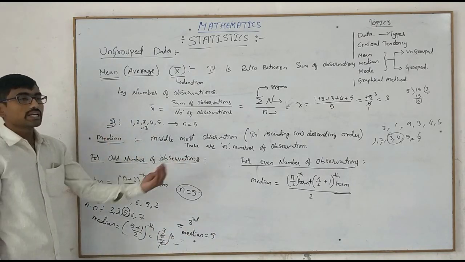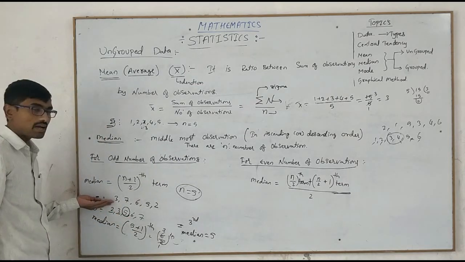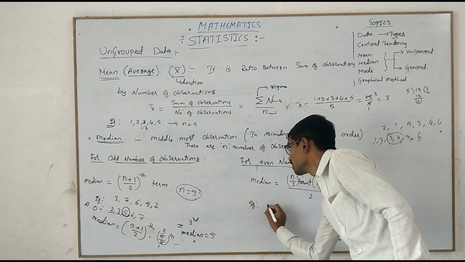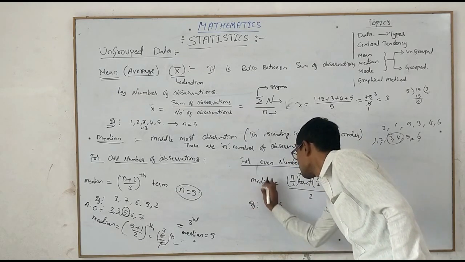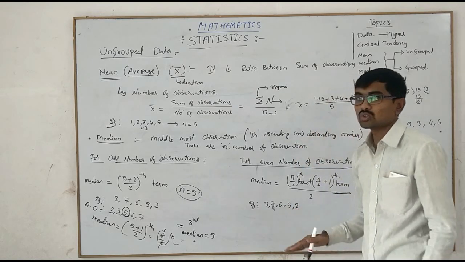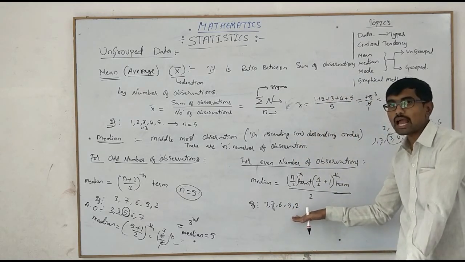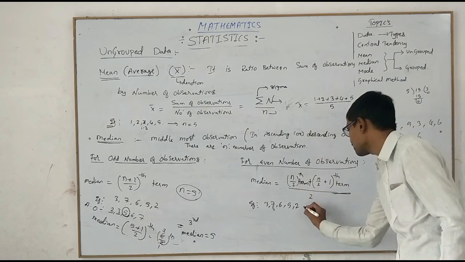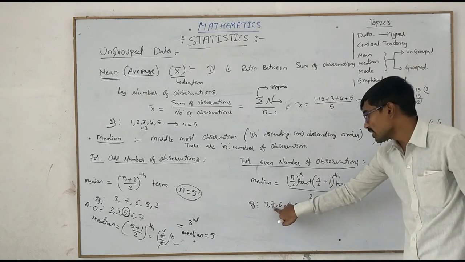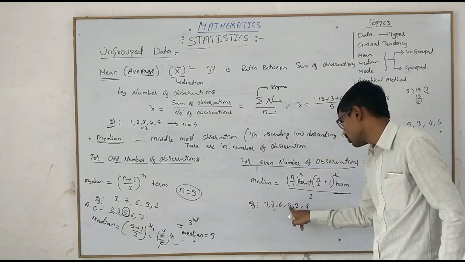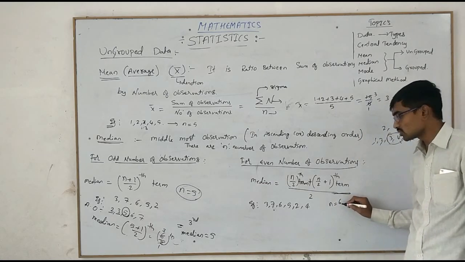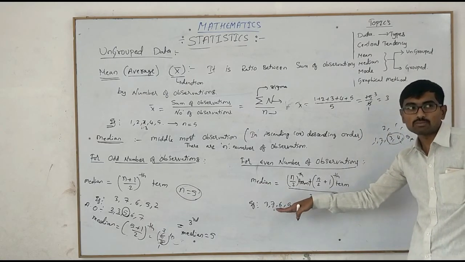Okay. Now coming to an even number of observations. If I have the same observations, for example 3, 7, 6, 5, 2, these are an odd number of observations. If I add one more observation, let the observation be 4, I have taken one more observation. So how many observations are there now? 1, 2, 3, 4, 5, 6. So the number of observations is 6. As 6 is an even number, this is an even number of observations.